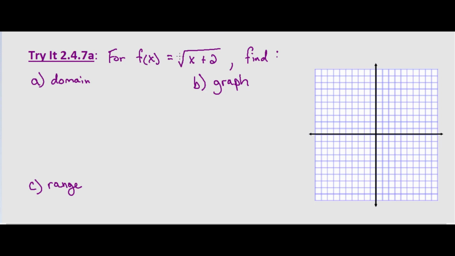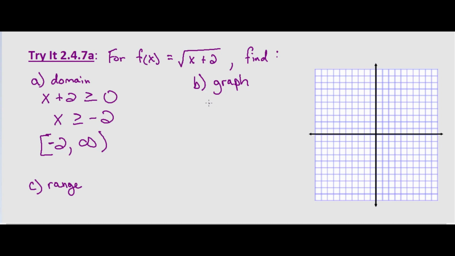It's an even index. When we have an even index on a radical, we know what's under the radical has to be greater than or equal to 0. So first, to find its domain, we have x plus 2 is greater than or equal to 0. Subtracting 2 from both sides, we get x is greater than or equal to negative 2. And in interval notation, that's inclusive. It includes the equal sign, so that's going to be a square bracket to indicate that it includes negative 2, and then it goes on infinitely.